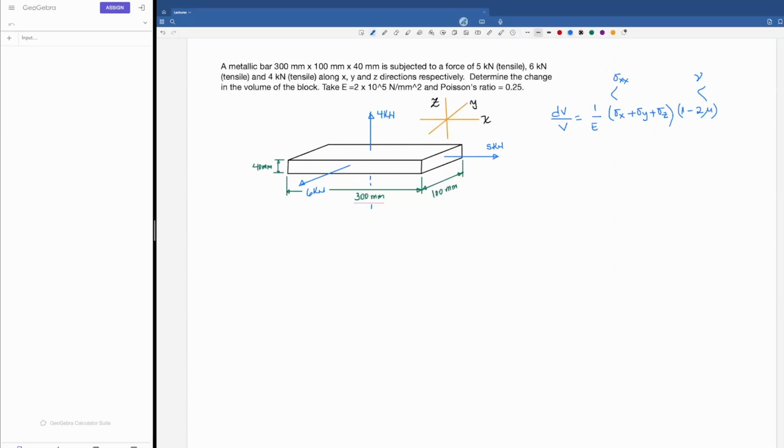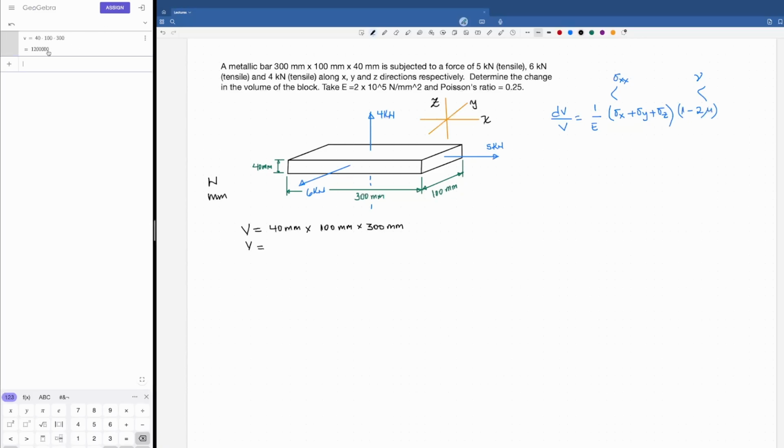So let's do it. First, let's calculate the volume, just to get rid of that part. I'm going to use newtons as force units and millimeters as length units. The volume, going from smallest to largest, is 40 millimeters times 100 millimeters times 300 millimeters. I have the calculator right here: 40 times 100 times 300. How many zeros do we have? 1, 2, 3, so 1.2 million.